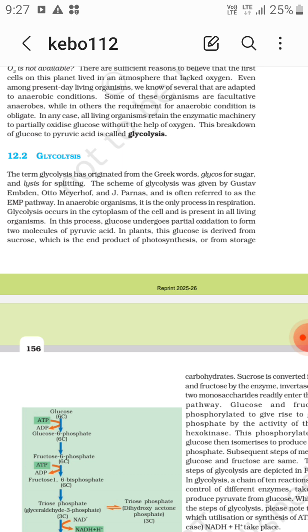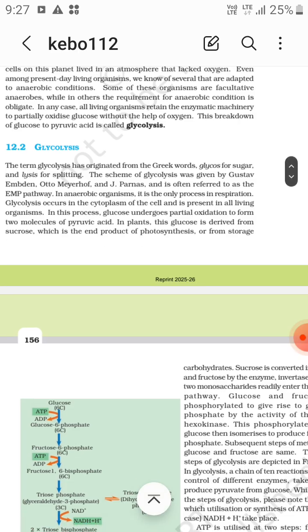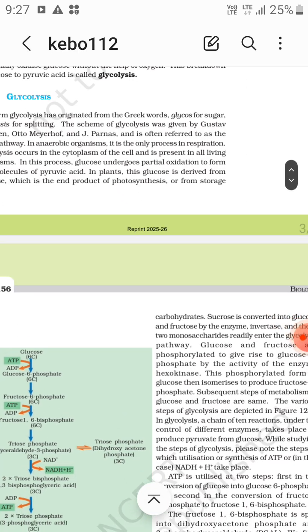So sucrose is the end product of photosynthesis, and this glucose is derived from it to undergo the partial oxidation to two molecules of pyruvic acid during the glycolysis process, or from storage carbohydrates, right?